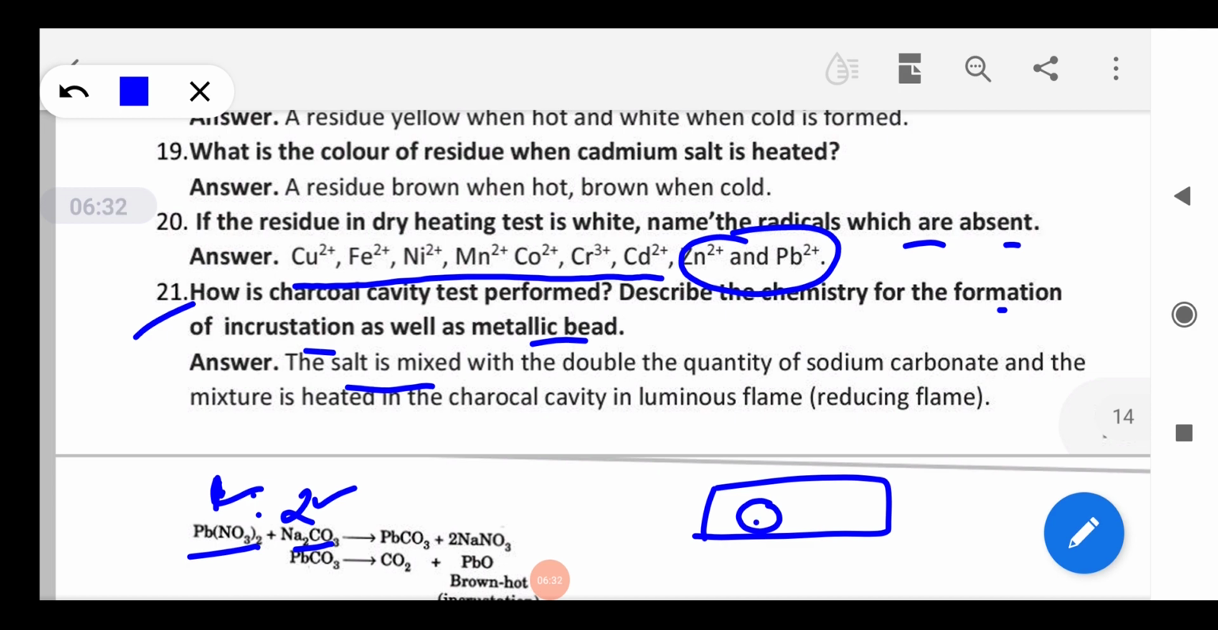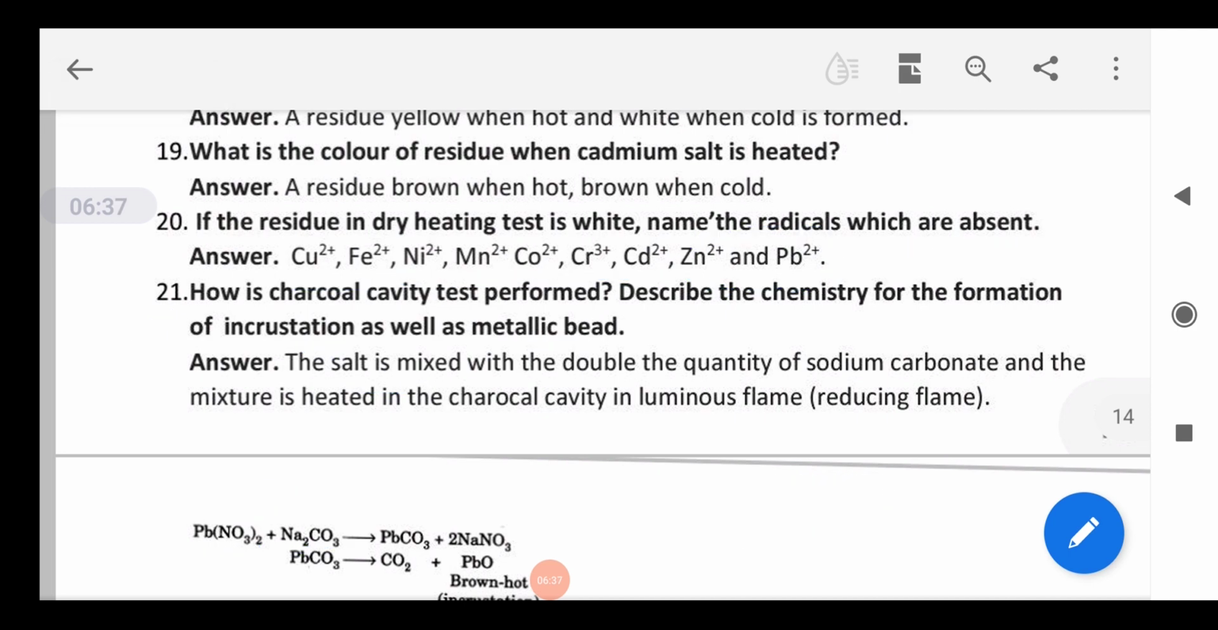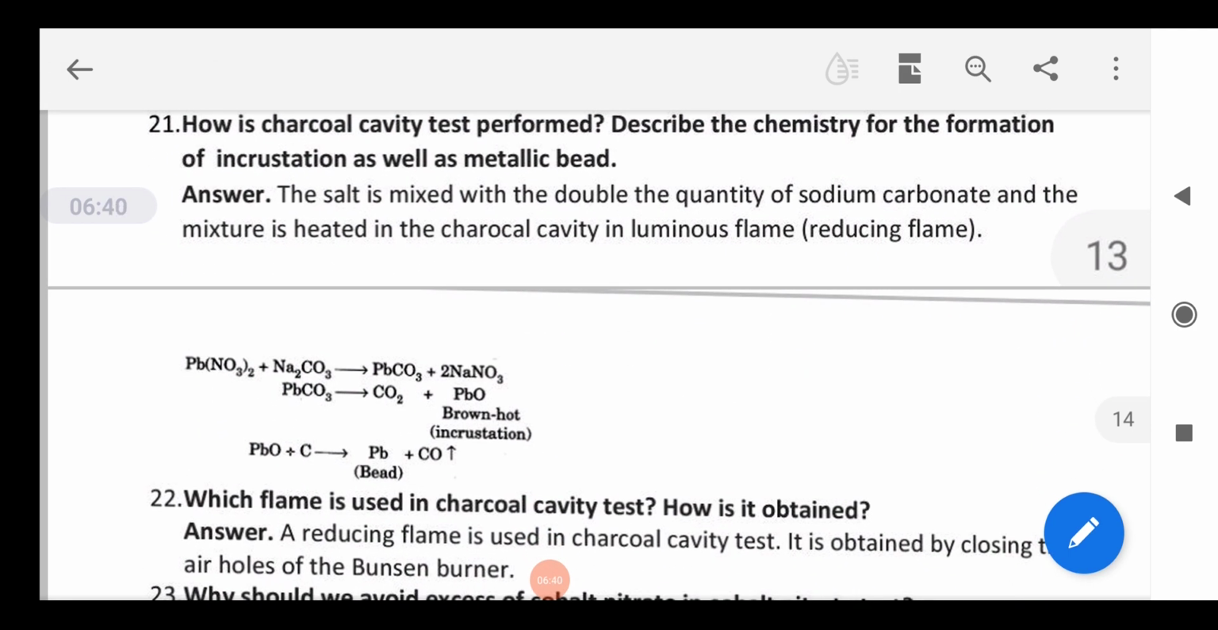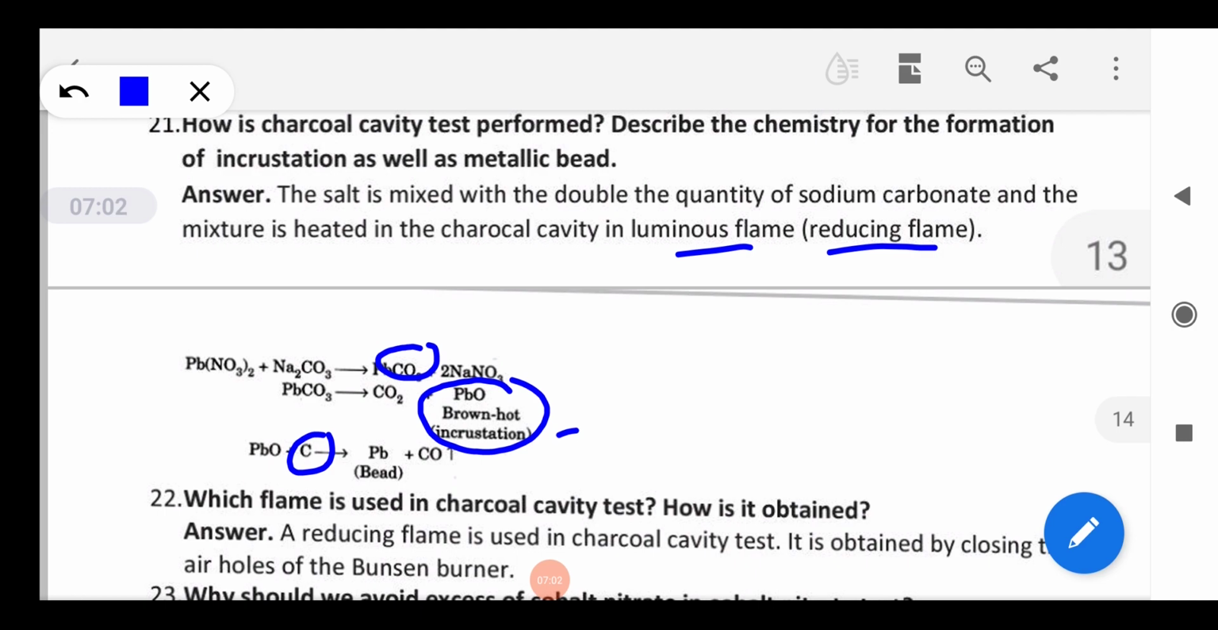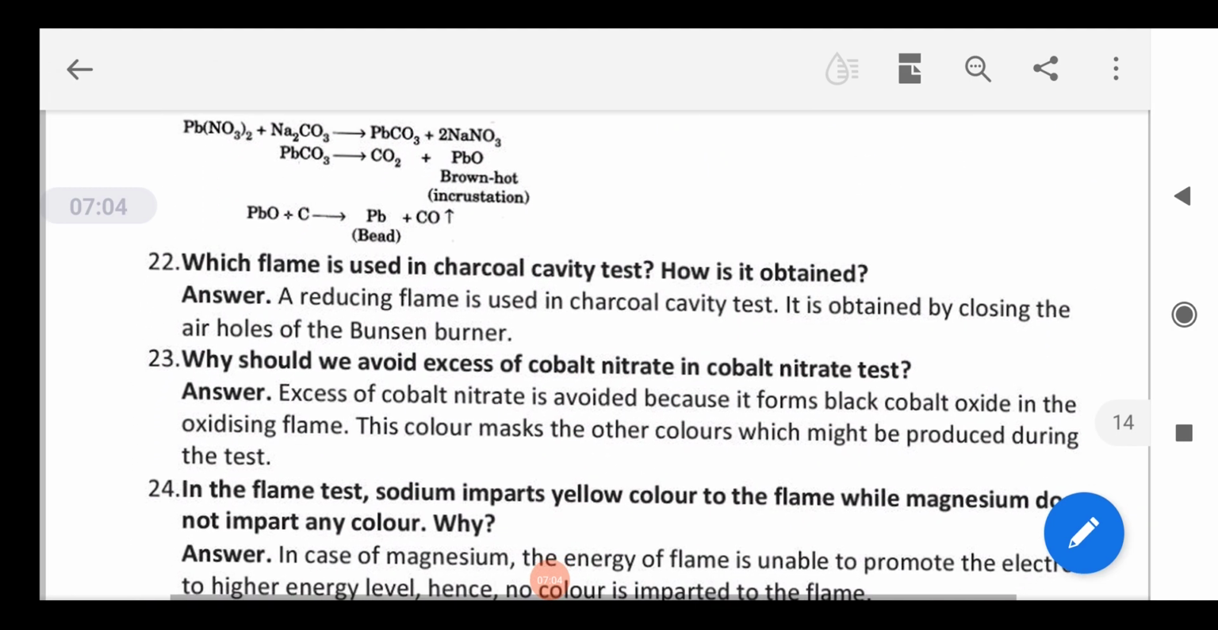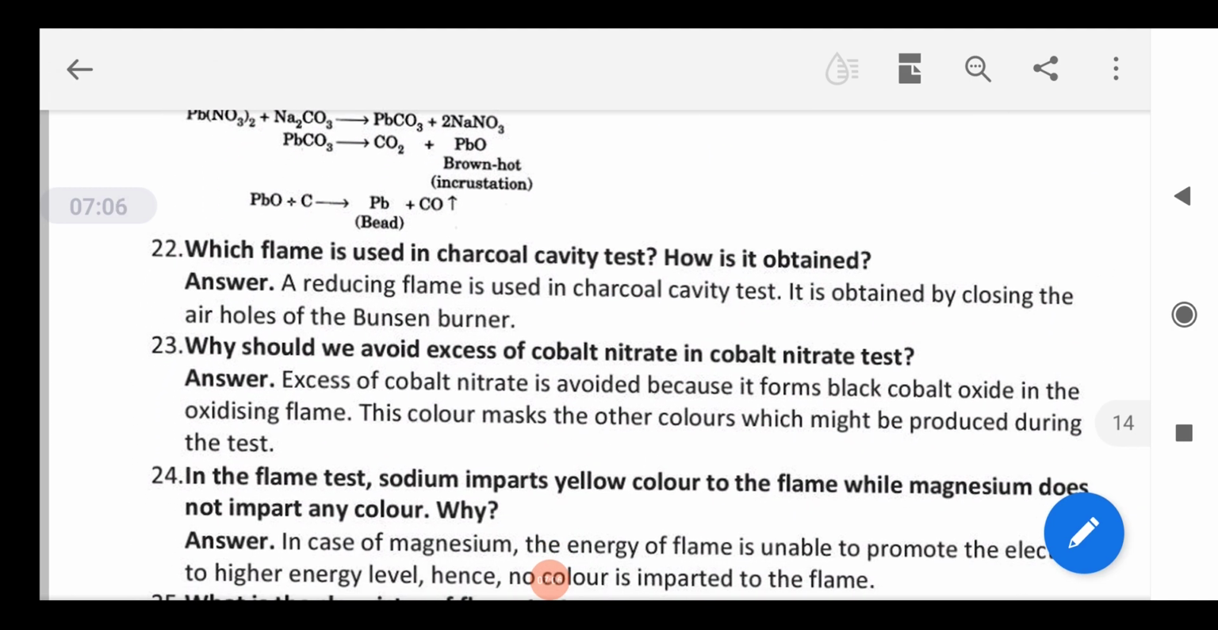When it gets stuck properly, then with the help of a blowpipe we pass the reducing flame or yellow flame on that cavity. Then what happens? Lead carbonate is formed, which on further heating gives rise to brown colored lead oxide. So this is the brown colored incrustation or residue, which on coming in contact with the charcoal gives lead bead. Okay.